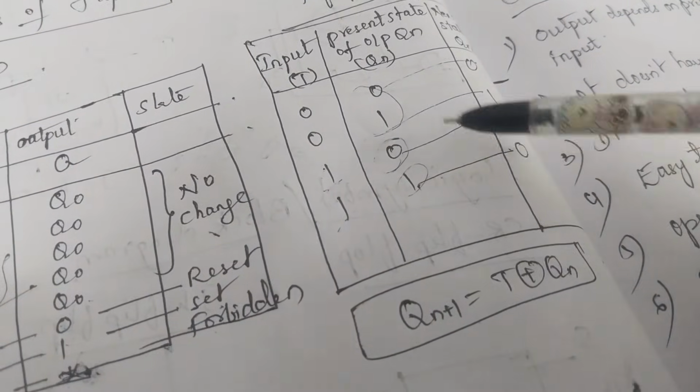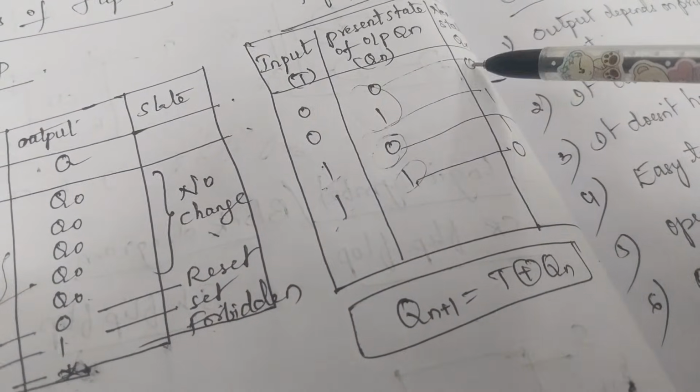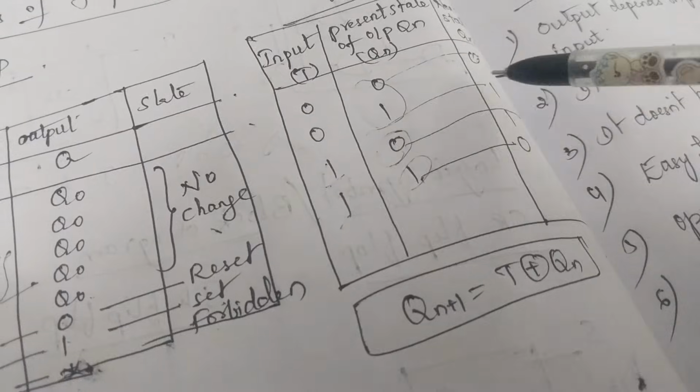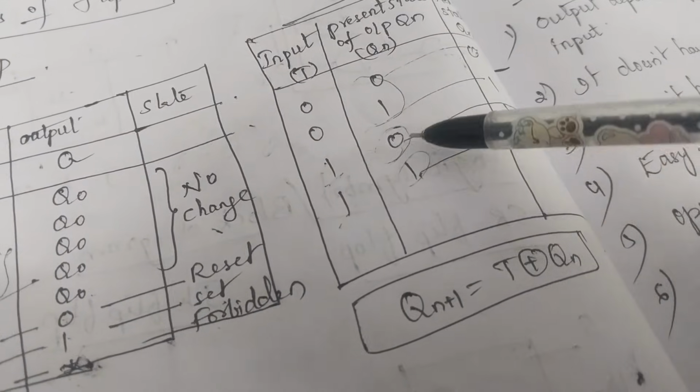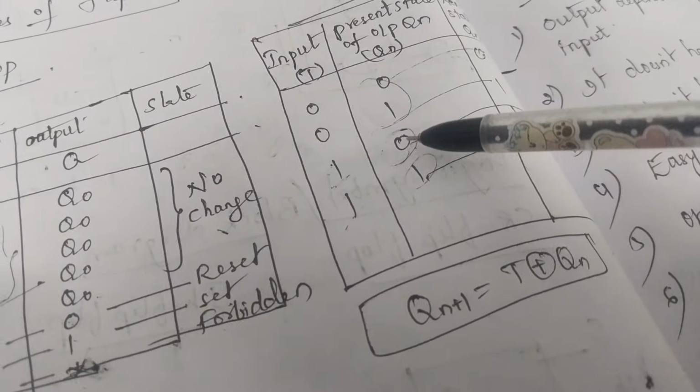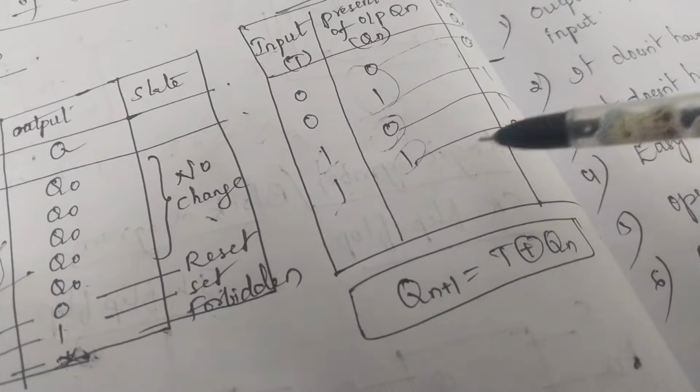So I hope you have understood this. If T is 0, the output is not going to change. 0 remains 0, 1 remains 1. But if T is 1, the output will be the complement of the previous one. That is, 0 becomes 1, 1 becomes 0.